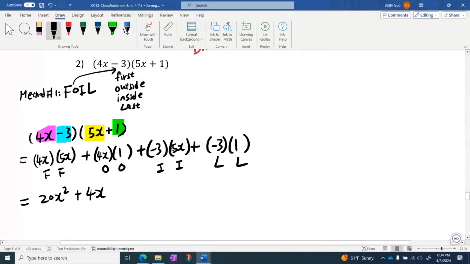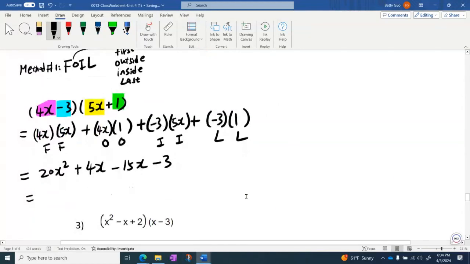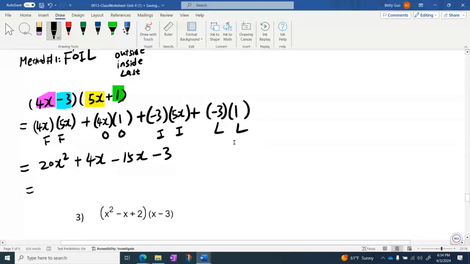Inside times inside: 93 times 5x is negative 15x. Last times last: 93 times 1, we have 93. All right, that's how we simplify each part in the expansion. The last step is to look at the result and then combine like terms if there are any.